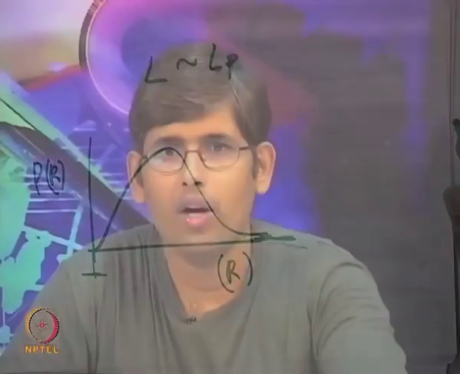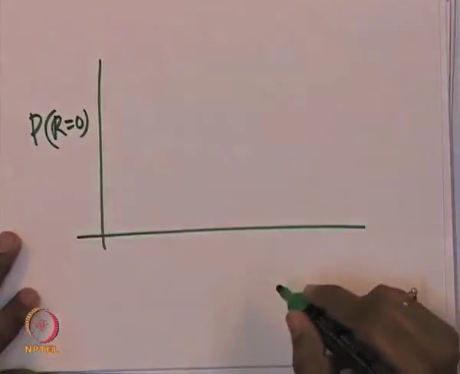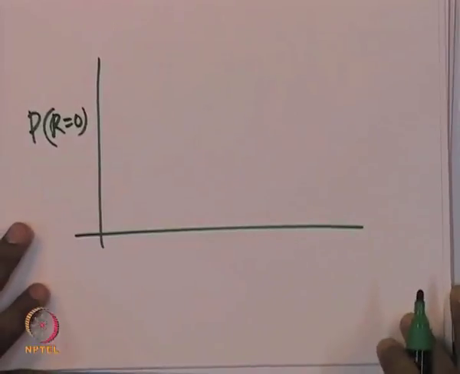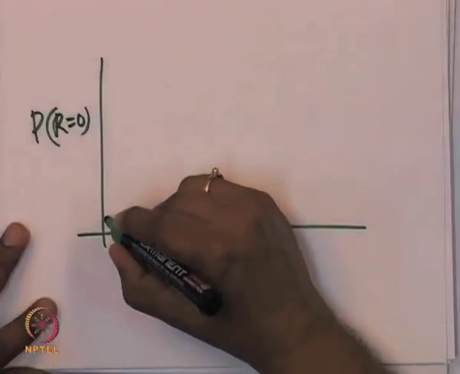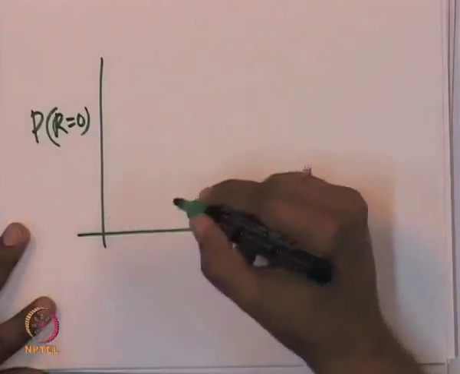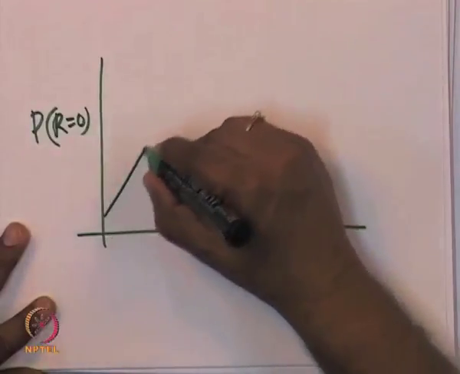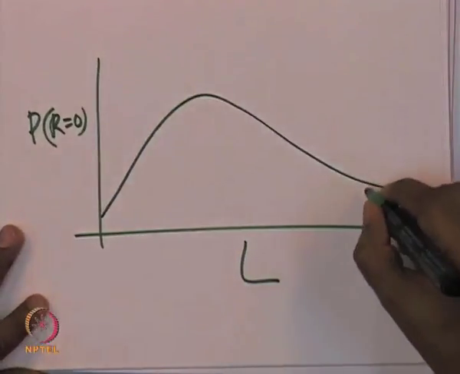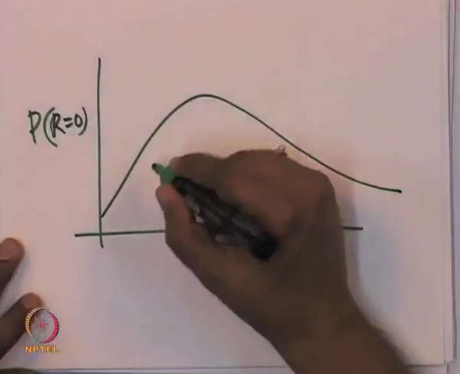Now, you can ask the question, what is the probability that it will come together? So now you can plot P of r equal to 0 versus L. This can all be calculated either numerically or using the same techniques that we discussed. It turns out that it has some behavior which is non-monotonic. That means it increases and decreases in a particular manner.